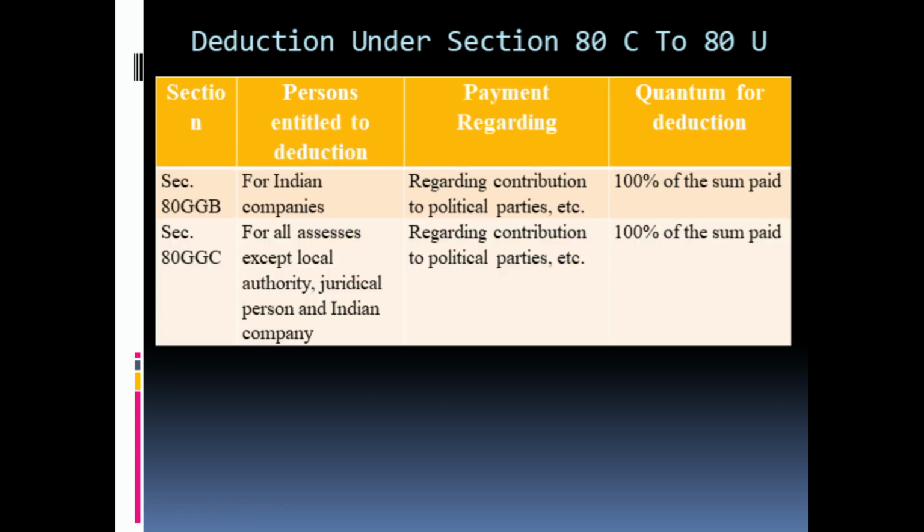Then next, deduction under section 80GGB. This is applicable only for Indian companies. Here the payment is regarding contribution to political parties. Here also 100% of the amount they spend is fully deducted under section 80GGB. Then deduction under section 80GGC. This is applicable for all assessees except local authority, juridical person and Indian company, regarding contribution to political parties. Here also 100% of the amount they spend is allowed as a deduction.